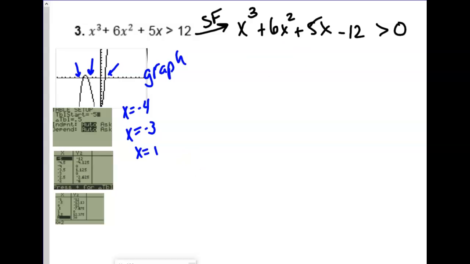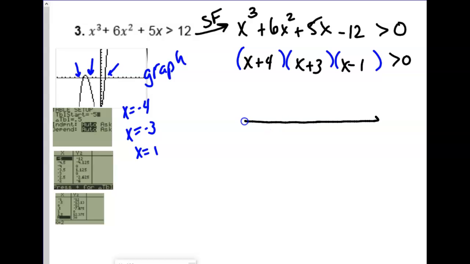So I would like you guys to take the time to write them in factors. There's no bouncing this time. So what, x plus 4 times x plus 3 times x minus 1? Let's take a hybrid approach. Let's do the number line, but let's also color the graph.